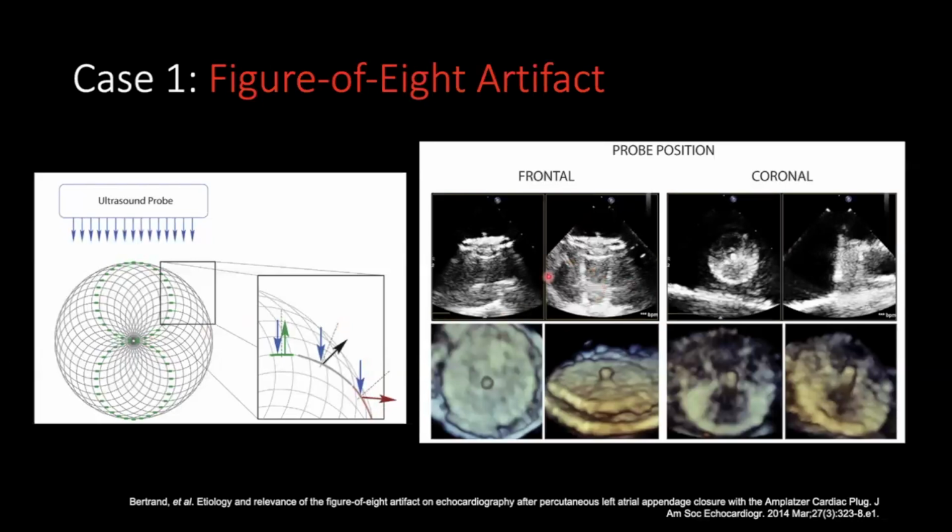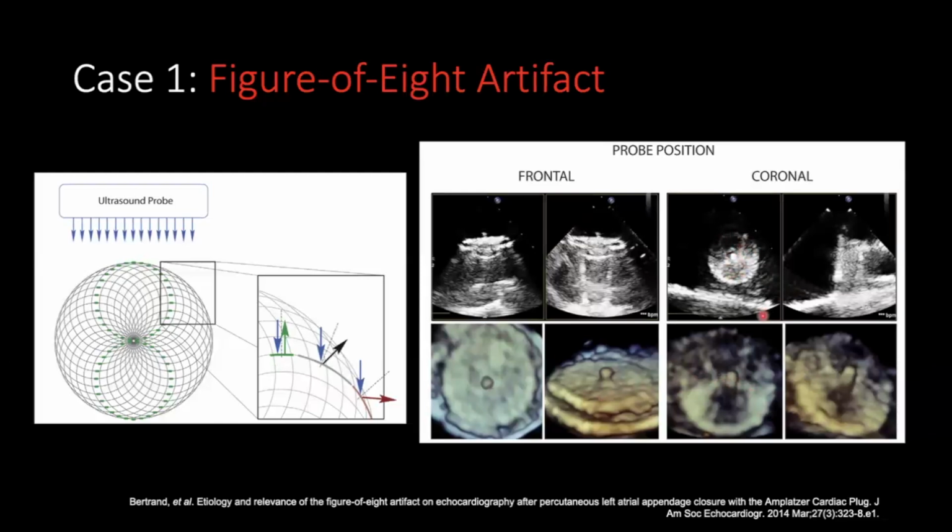So what you get is what's seen on the right side here. If you hit the implanted device with the ultrasound probe at a frontal angle, you don't get the artifact. You just see the device exactly as it appears in the box. And in the coronal view, you hit the mesh the way I just described, and you have this artifactual creation of a figure of 8, which is a little bit faint here.